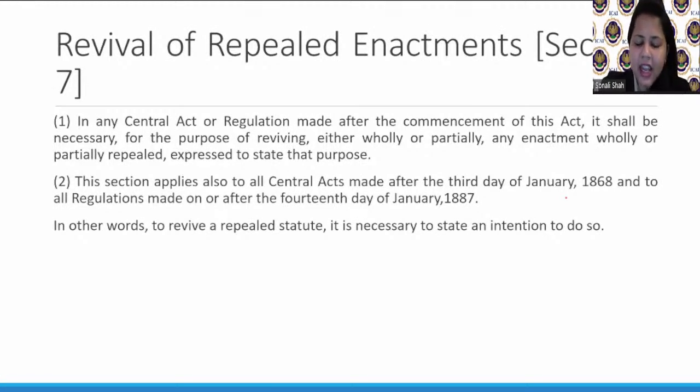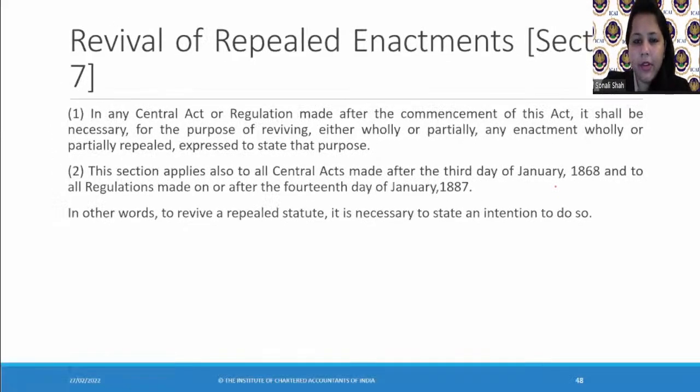Guys, whenever there is such kind of tiny confusion or there is some typo error, you can always cross-check the section as such on the Bare Act. You can always find the Bare Acts on indiacode.nic.in and you can read the section directly. So it is not 1968, it is 1868. There is a typo error there.